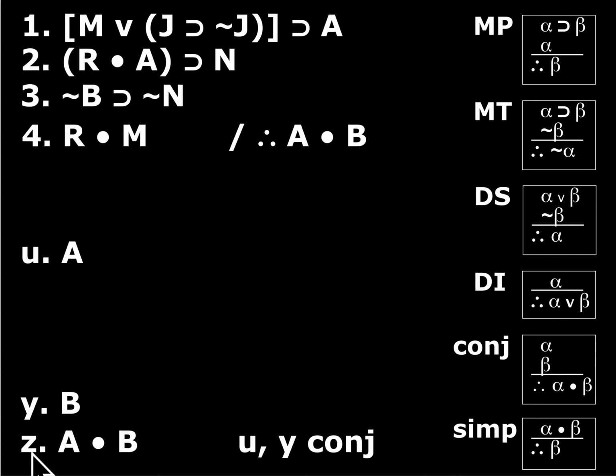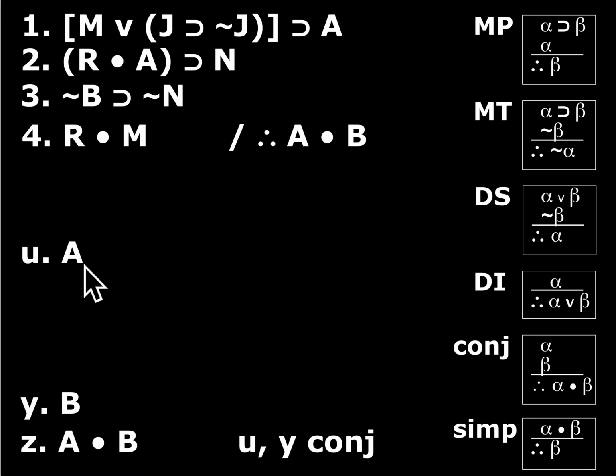Right, so I don't know, again, what this last line will be, how many lines it'll take. Call it Z, call this Y, call this U. These are just placeholders. But eventually, once I derive A and once I derive B, I can conjoin them, lines U and Y conjunction, to get this. So now I can wonder, okay, how will I get A, and then how will I get B?